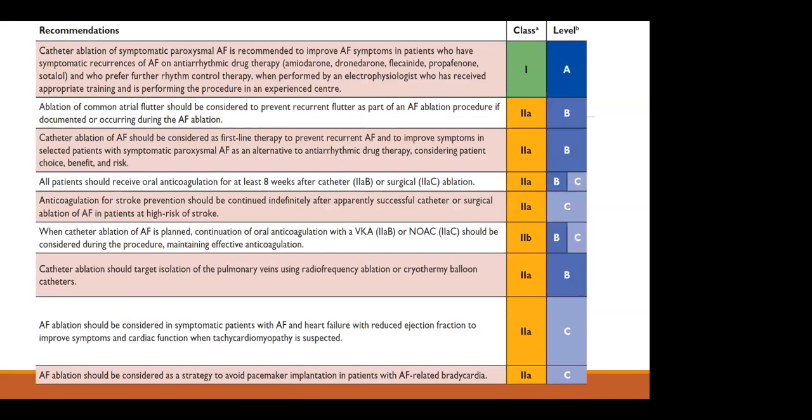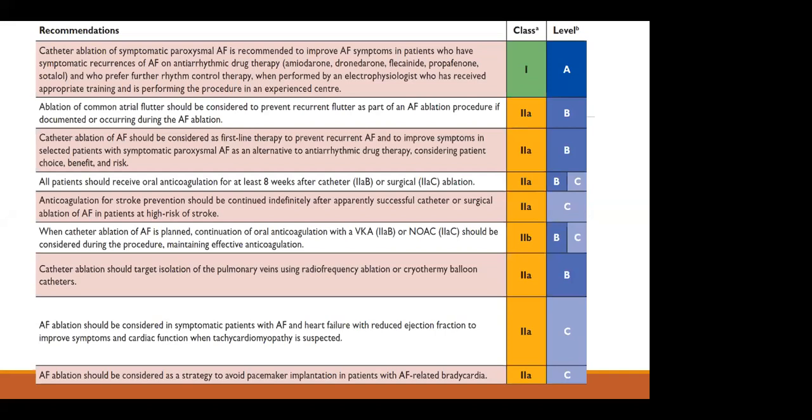And here are the guidelines. It's a class 1 recommendation if the patient has symptomatic paroxysmal AF. So if he is still symptomatic with a recurrence of AF on antiarrhythmic therapy, you may go for an EP ablation by an experienced operator in an experienced center. And also as a class 2A recommendation, to do an ablation for the common atrial flutter and ablation of the cavotricuspid isthmus. So this also can help. And there is a class 2 recommendation to do a catheter ablation for atrial flutter.